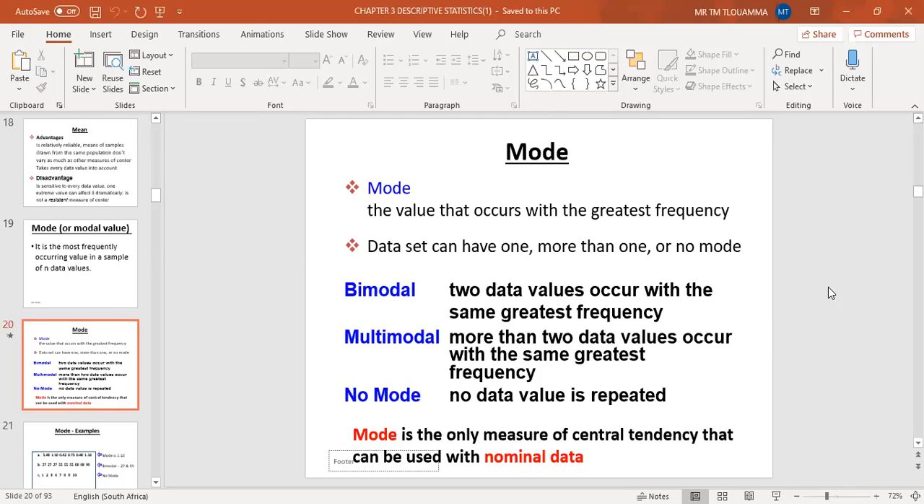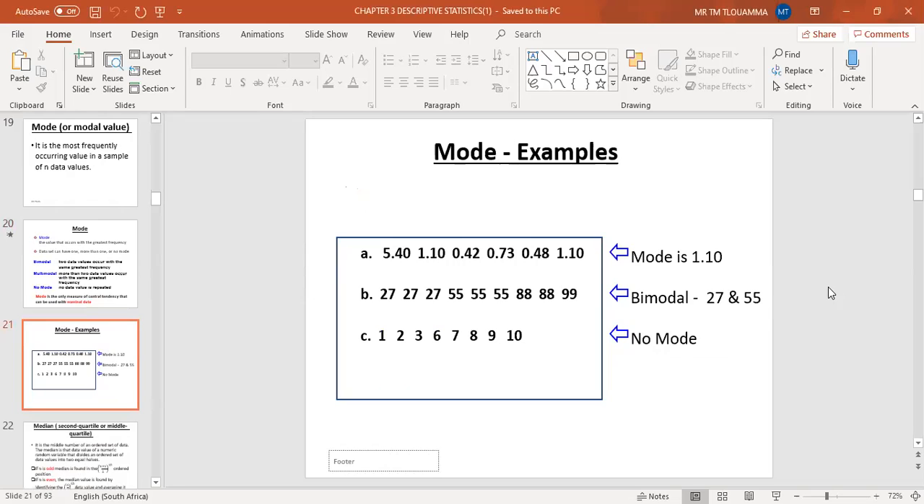So that's what you must do. I hope you all understand, right? You can see this is the example. Here they're having a mode of 1,10. Here they're having the two modes of 27 and 55.